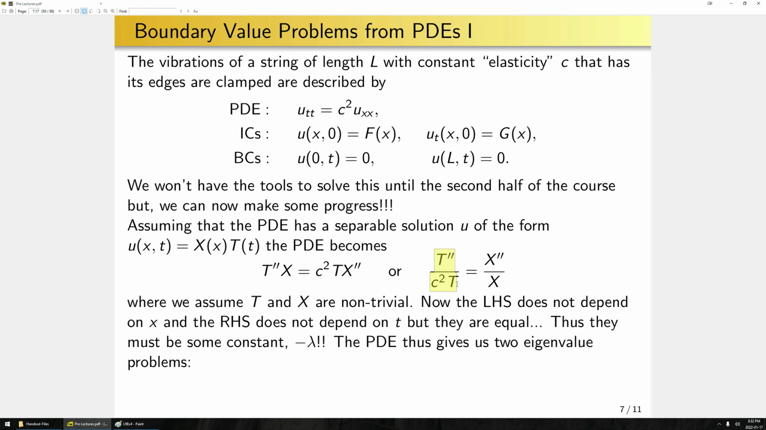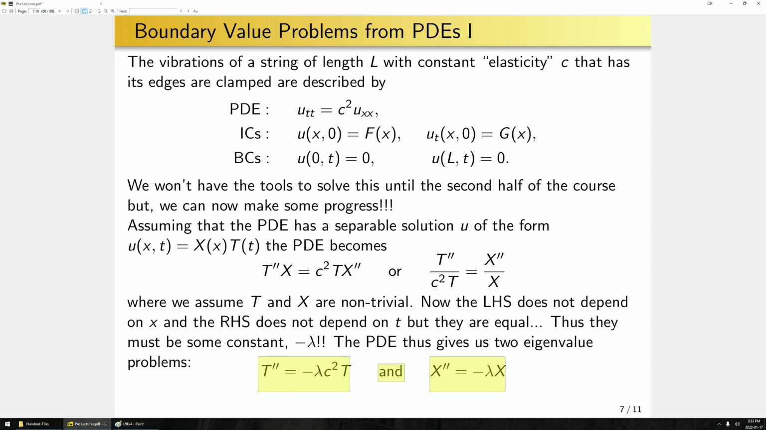This thing has to be negative lambda, and this thing has to be negative lambda. So explicitly, my eigenvalue problems that I need to solve are going to be this thing and this thing, where I simply set this whole expression here equal to lambda, and then simply multiplied by x for this equation and c times t for this equation. So I had a typo originally, it should be this. Okay, so now instead of solving the partial differential equation, I can replace it with these two equations.